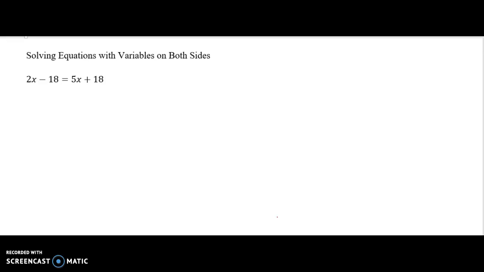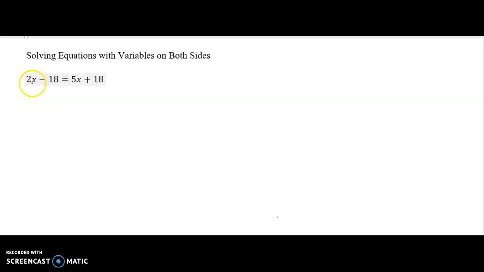All right, one more time. I want to show you how to solve an equation with variables on both sides of the equation. In this example, I've got a 2x over on the left-hand side of the equation and a 5x over on the right-hand side of the equation. And I need to get those two together.